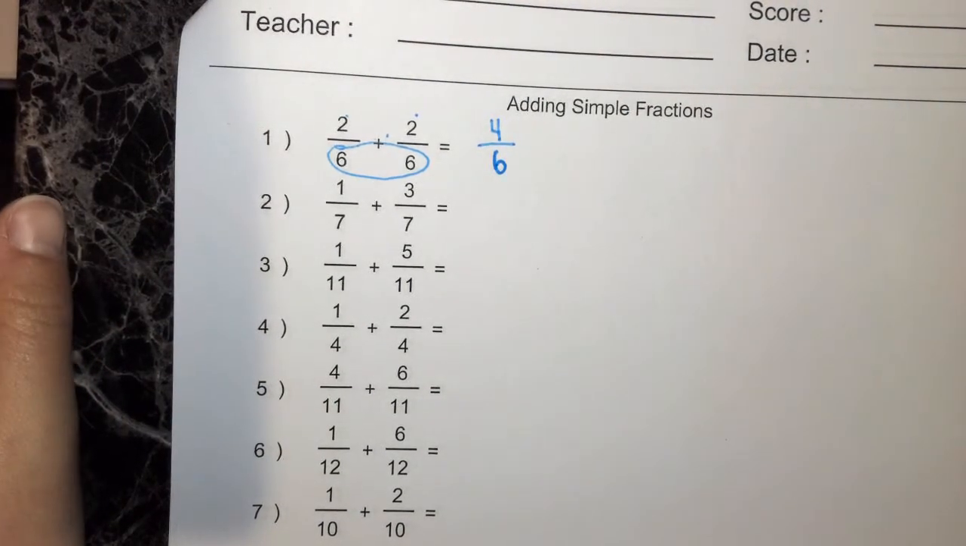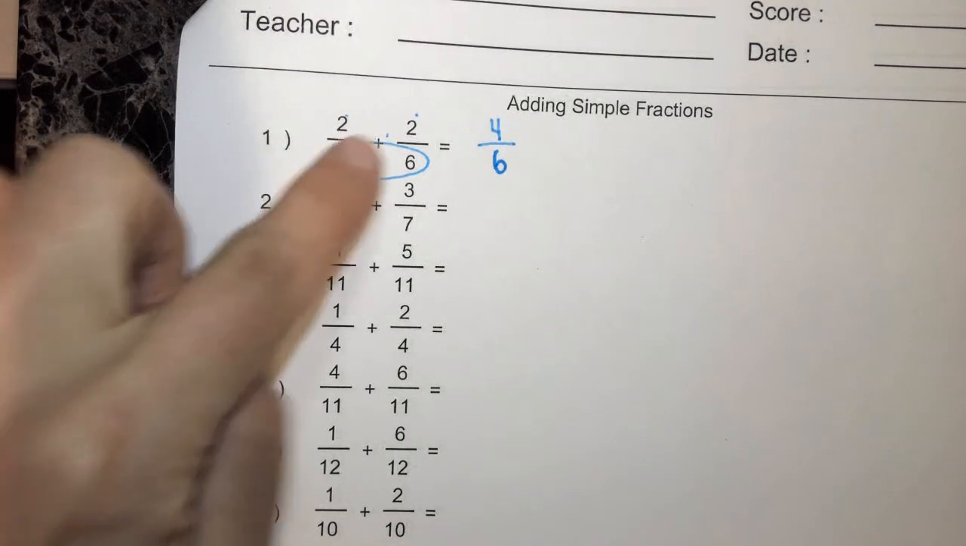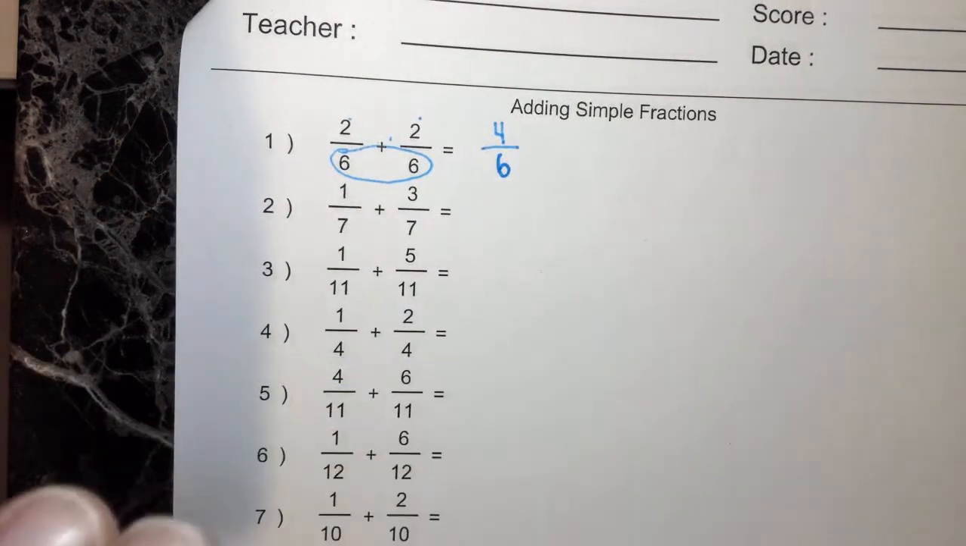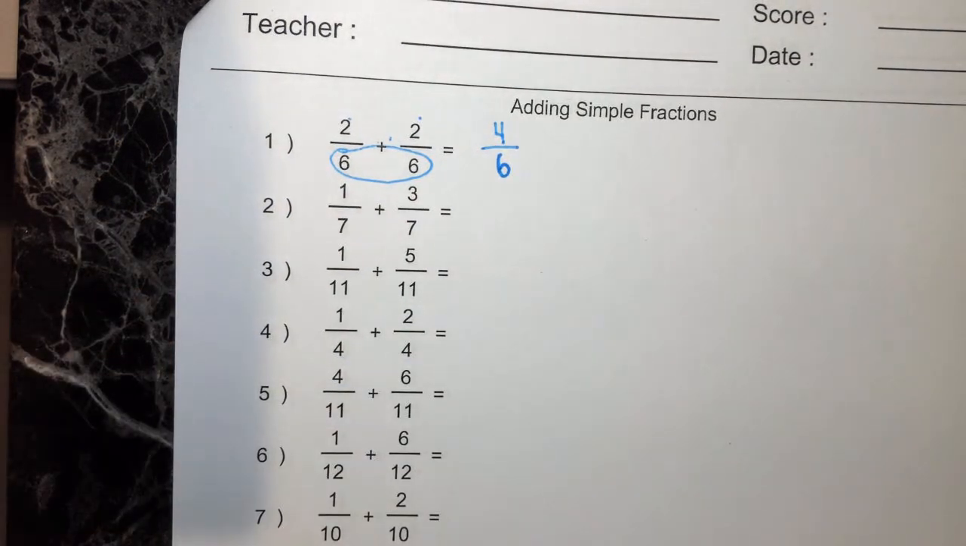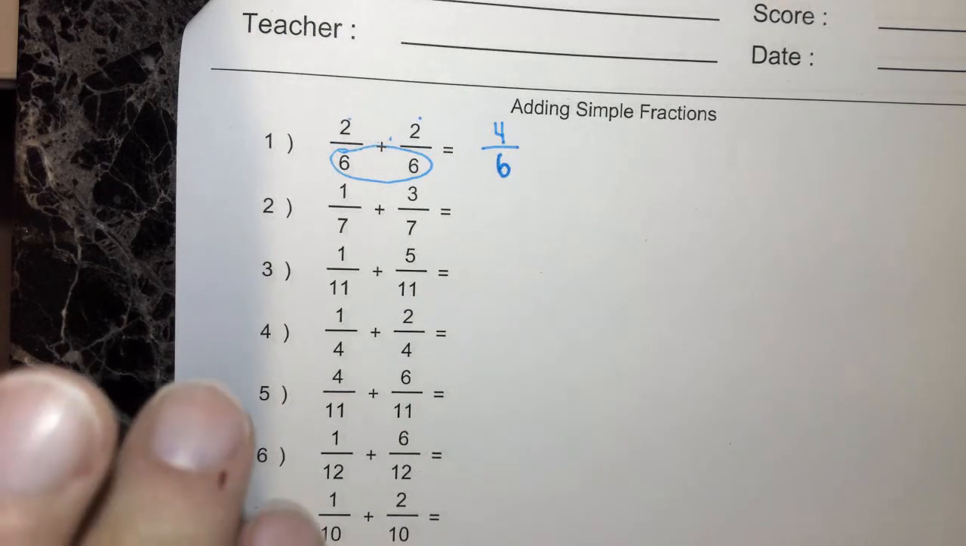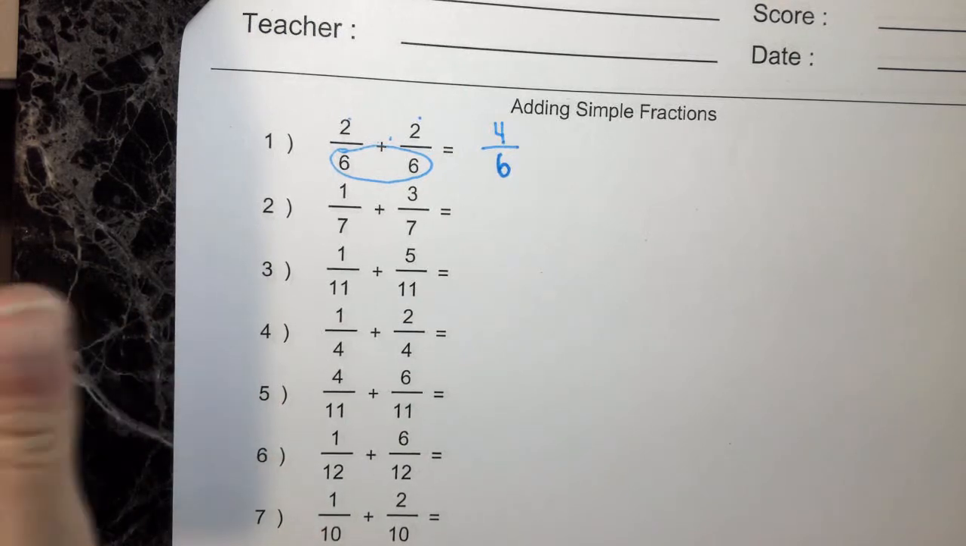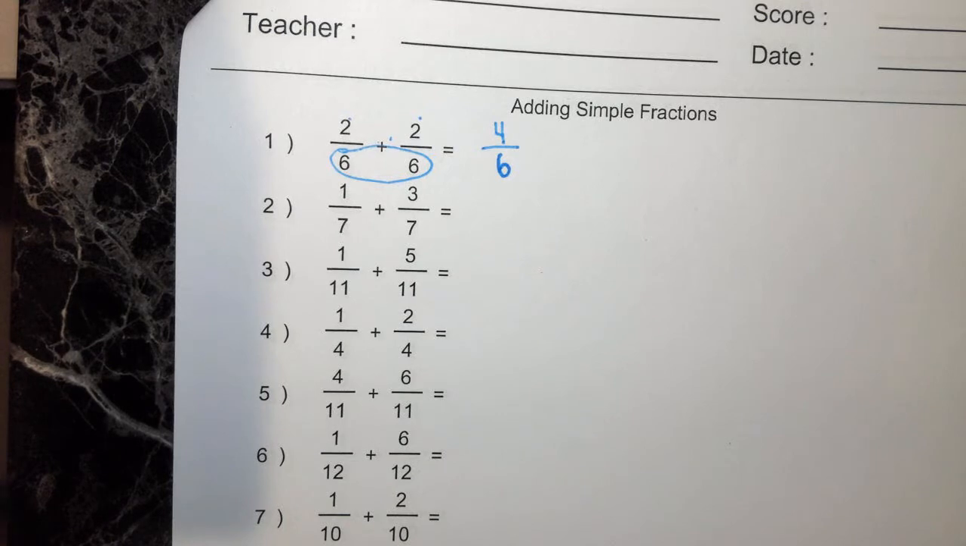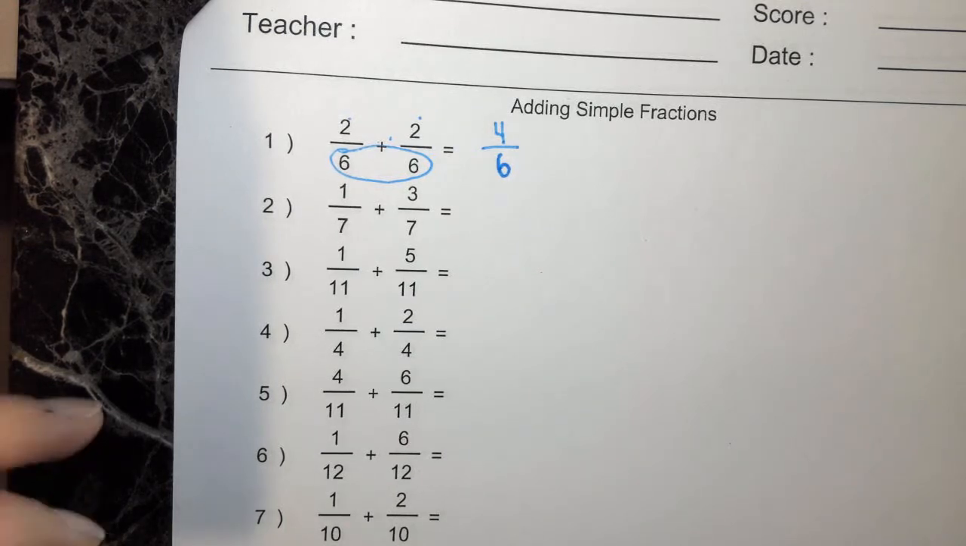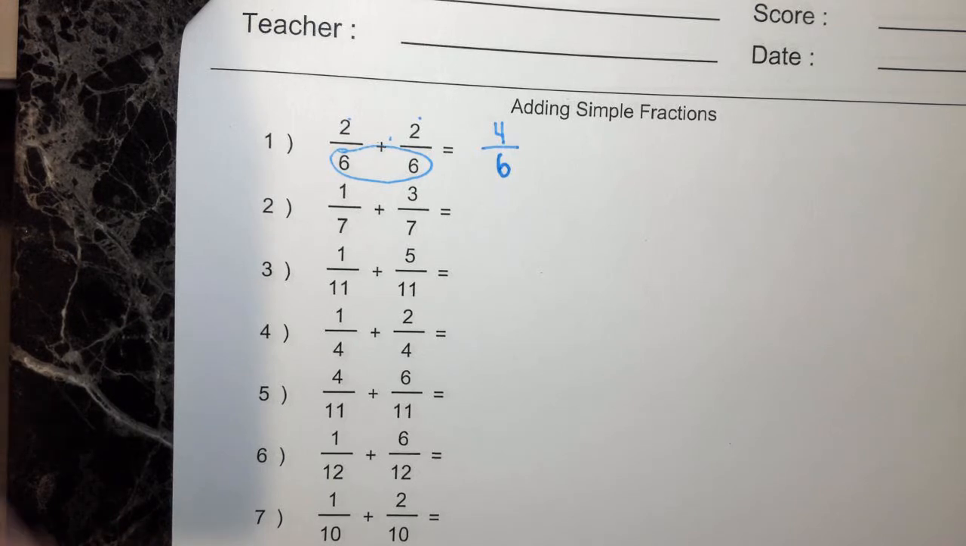Now the reason you write 6 first is because some people like to do 6 plus 6 and get 12. And that is not how we add fractions. Once your denominator is the same, you don't do anything to the denominator. It stays the same. Okay? But you will add your numerators as long as the bottom number, the denominator, is the same number. Okay? Let's look at a few more.